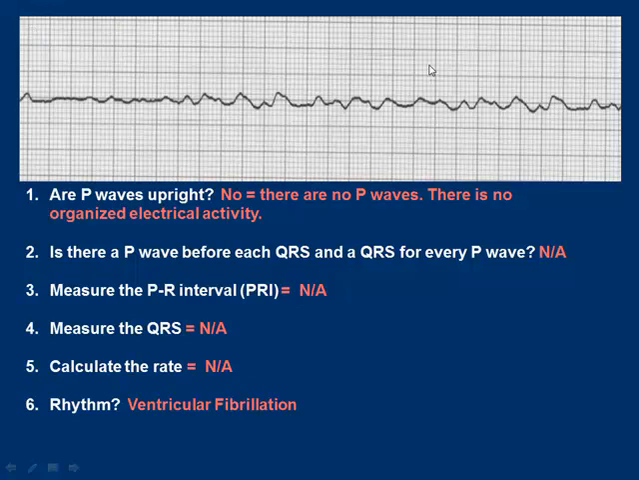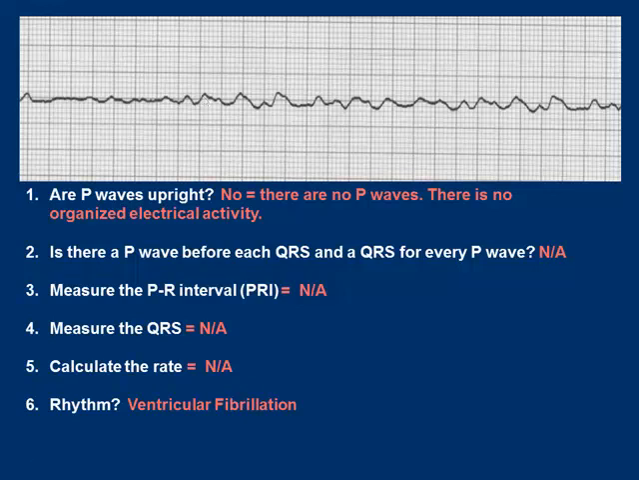I don't have any complex. All I have is some waves that are disorganized looking. And by definition, this is ventricular fib. You'll see it, V-fib. Sometimes the waves will be bumpier. They will still look like this, but it'll be bumpier or bigger.